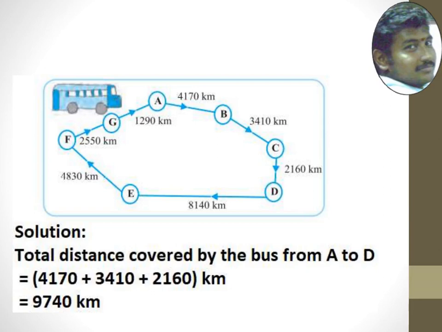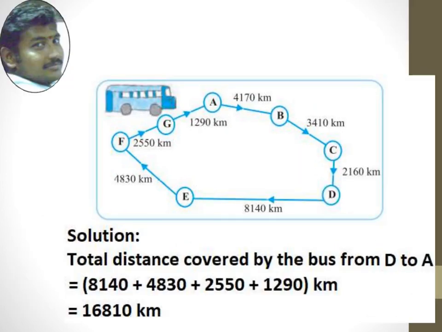See the total distance from A to D. From A to B is 4170. B to C is 3410. C to D is 2160. So the total is 9740 kilometers. The bus covered place A to place D, 9740 kilometers.